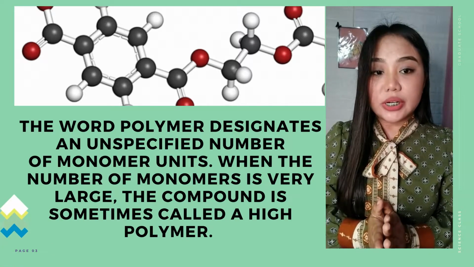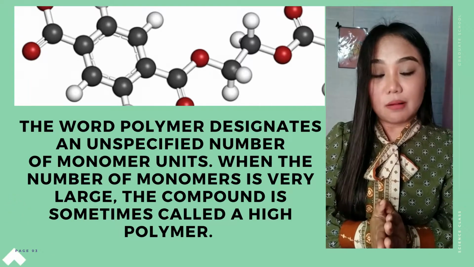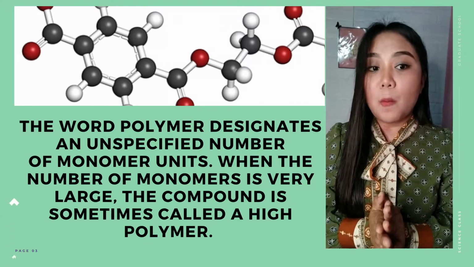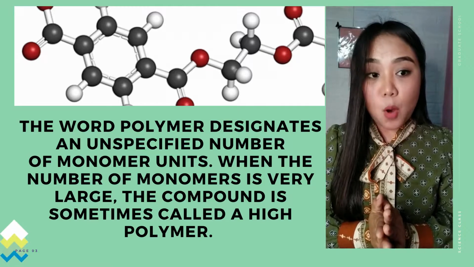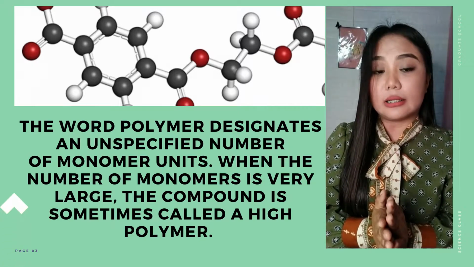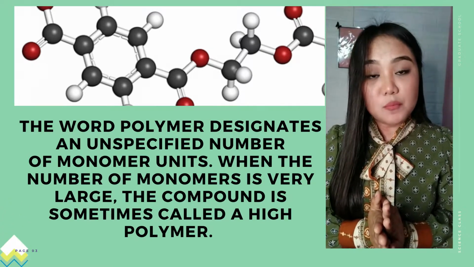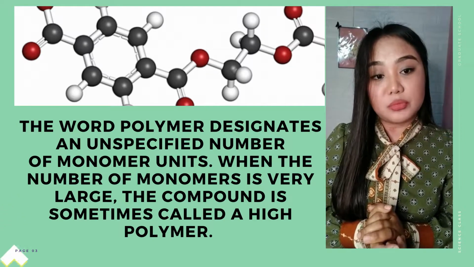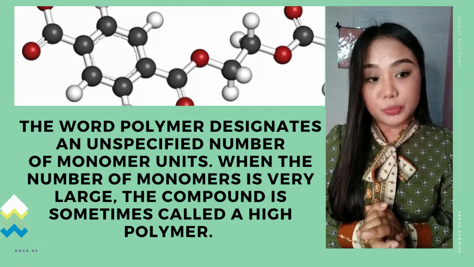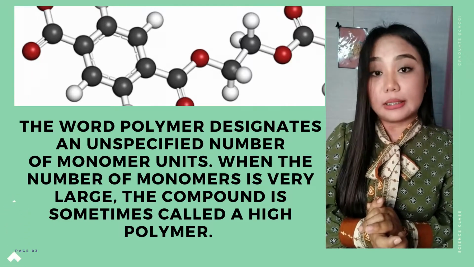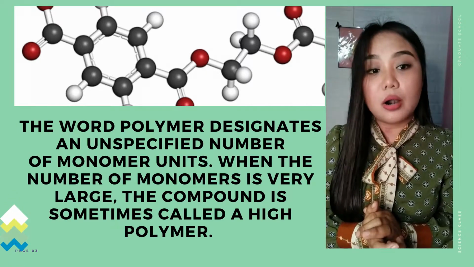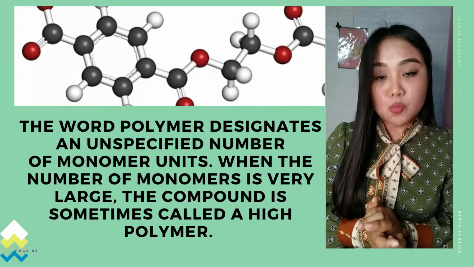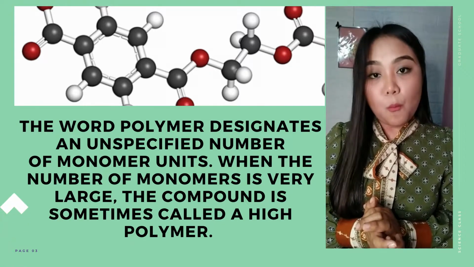The word polymer designates an unspecified number of monomer units. When the number of monomers is very large, the compound is sometimes called a high polymer. Polymers are not restricted to monomers of the same chemical composition, molecular weight, and structure. Some natural polymers are composed of one kind of monomer. Most natural and synthetic polymers, however, are made up of two or more different types of monomers, and such polymers are known as copolymers.